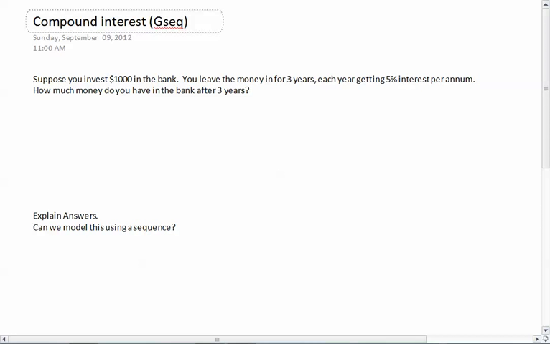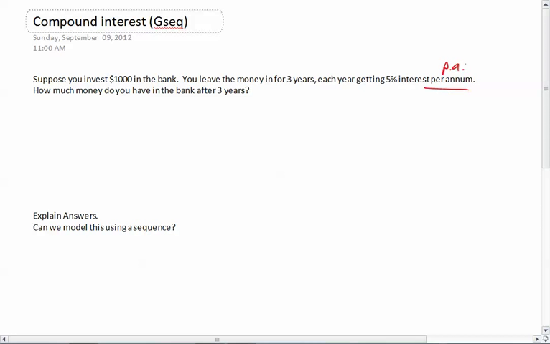We're going to suppose we're investing $1,000 in the bank. We leave the money there for 3 years. Each year we get 5% interest per annum. Now, per annum is often written PA, and that means that's the overall percentage for the year. That'll become important later because they always give you the percent per annum.